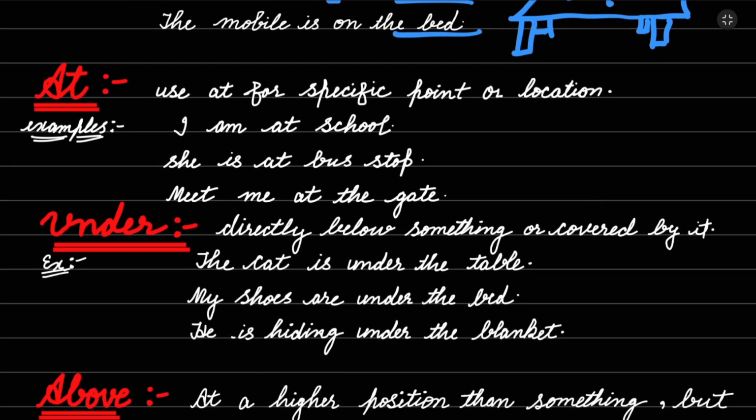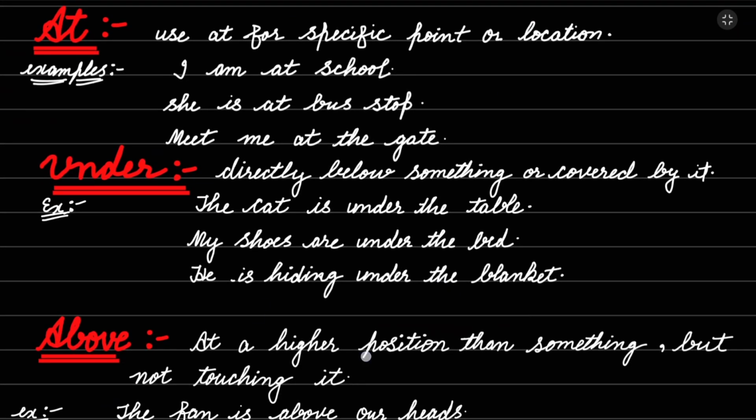Okay. Next is at. We use at for specific point or location. For example, I am at school. She is at bus stop. Meet me at the gate. When someone or something is at a specific point or a specific location, then we will use at.